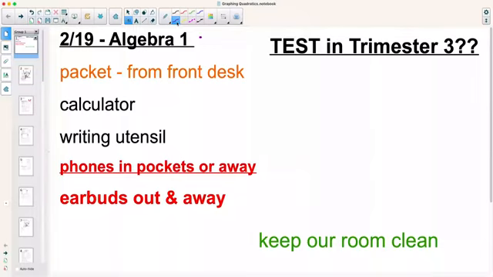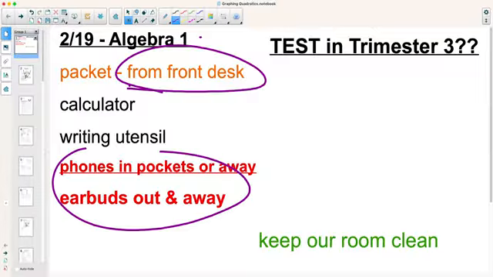All right, class, today's the 19th. If you haven't already, get the packet from the front desk, or maybe the substitute teacher's already passed them out. Be disciplined with your phones and earbuds. You know, you're not supposed to have them, so don't make it a problem for the sub, okay?